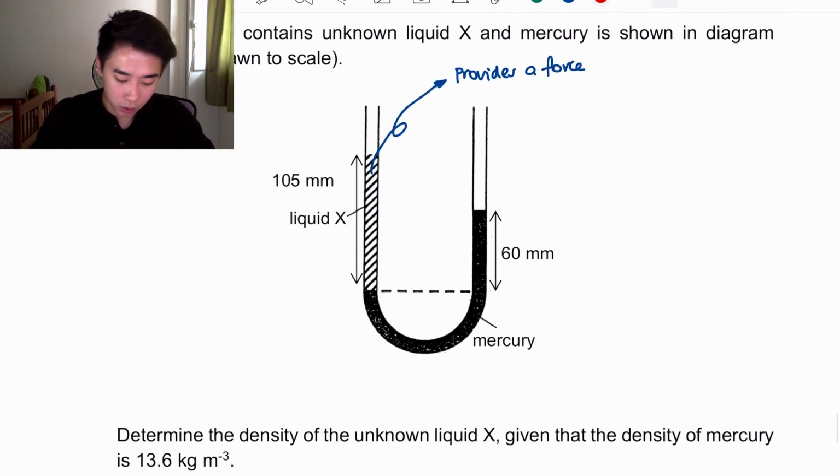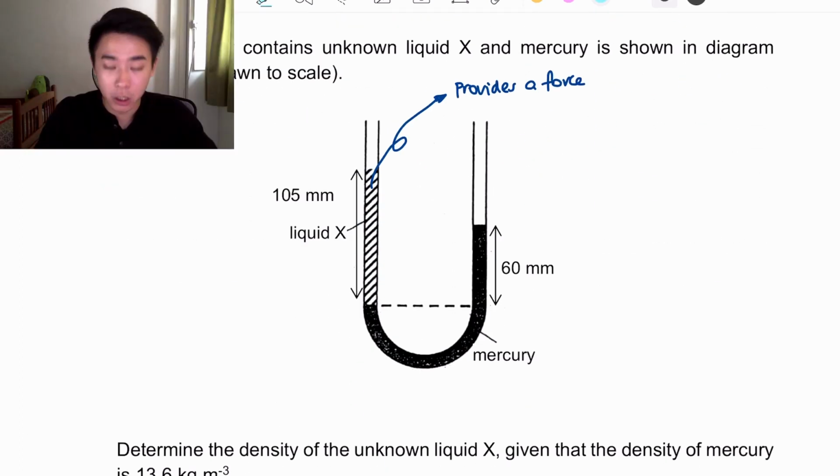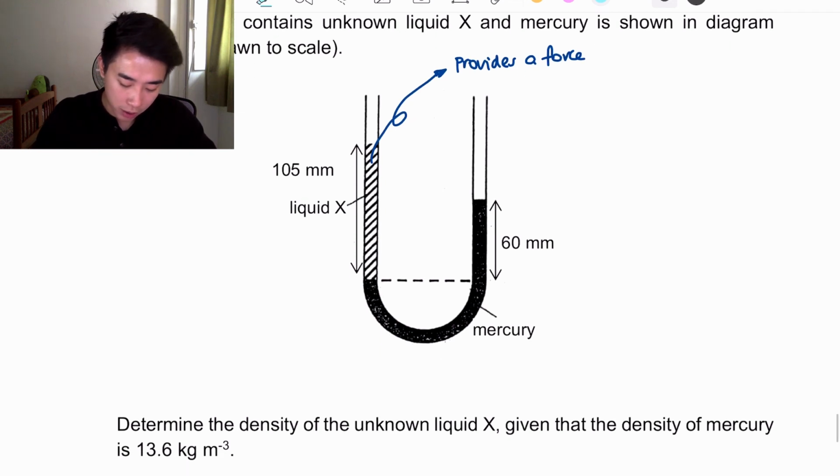Alright, now next question, question number 4. A manometer which contains unknown liquid X and mercury is shown in the diagram below. Now determine the density of unknown liquid X, given that the density of mercury is 13.6 kg per meter cube.